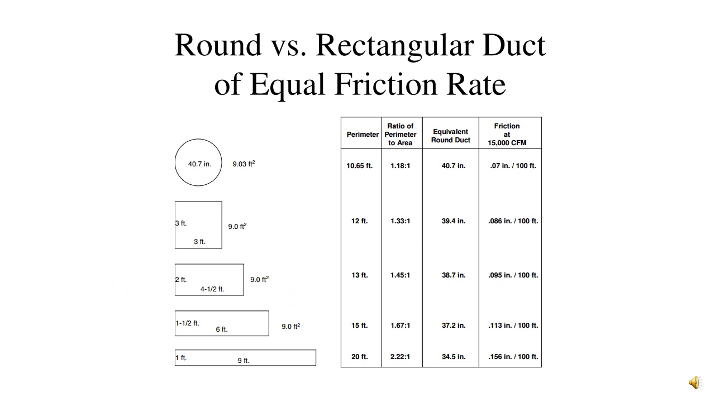Alright, this is basically a table to see the equal friction rate at 15,000 CFM of distributed air. What we want to show here is that we can convert the size of a round duct. If we know the size of a round duct and we know the CFM, we can actually know the size of the other form of duct.